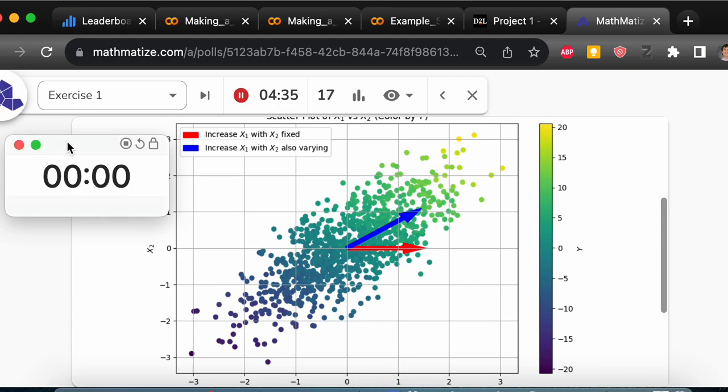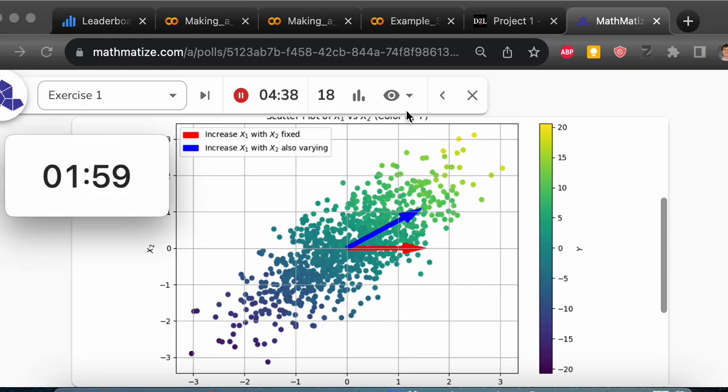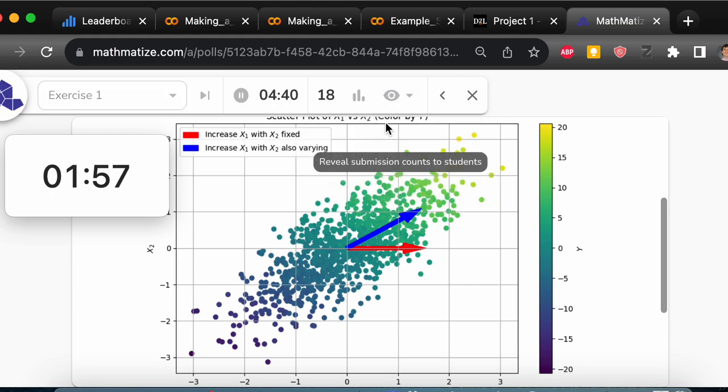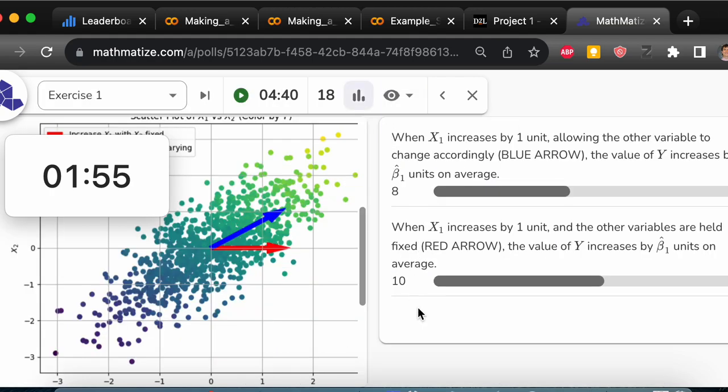Okay, let's see what people said. Reveal counts. 10 to 8. Pretty even splits. Out of 18 people, 10 people think it's the red arrow. 8 people think it's the blue arrow. This is very close to 50-50. So I'm going to let you guys re-vote.